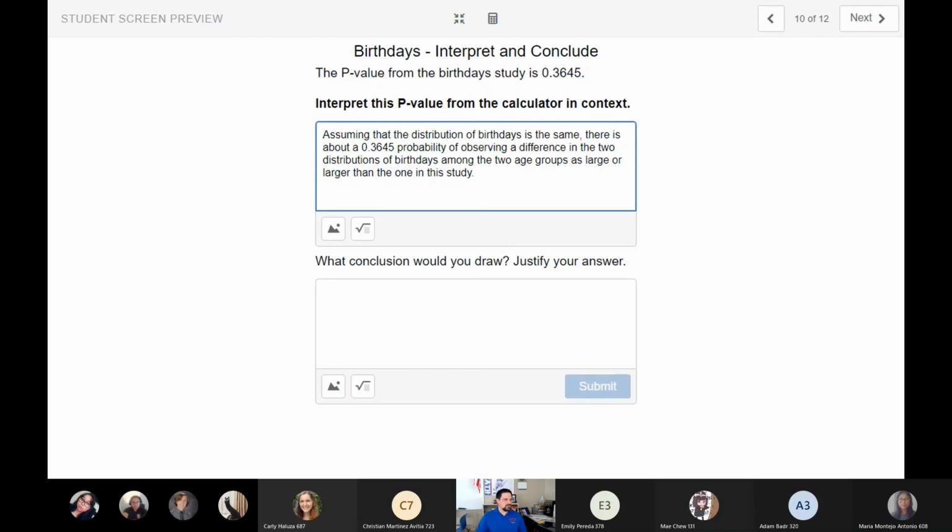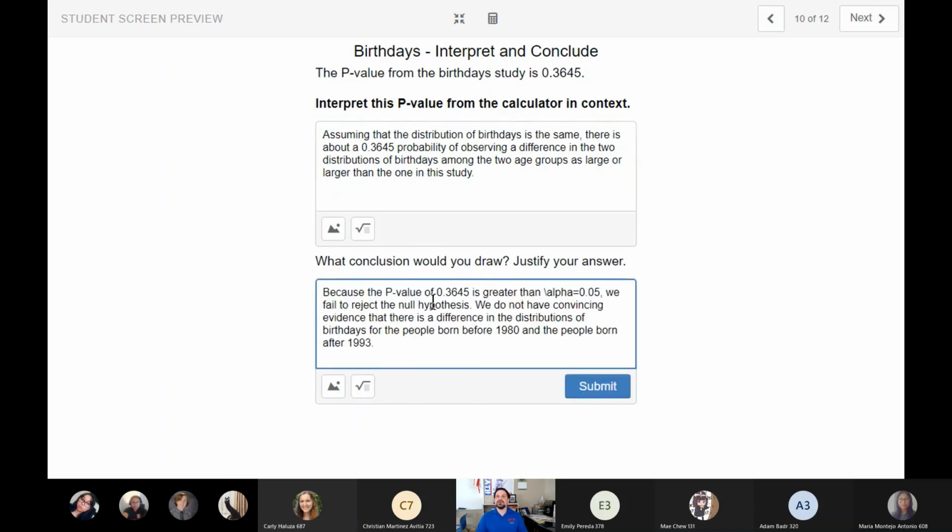For the conclusion, which many of you have done very well with, because the p-value of 0.3645 is greater than alpha equaling 0.05, which again, we were not provided a significance level, so we use the default of 0.05, we fail to reject the null hypothesis. Right, we do not have convincing evidence that there is a difference in the distributions of birthdays for the people born before 1980 and the people born after 1993.